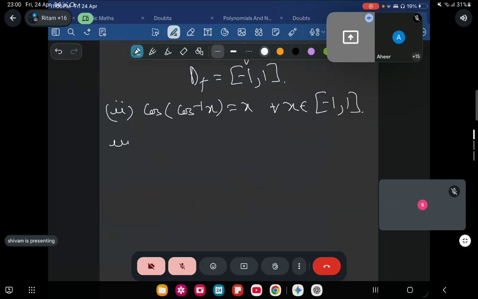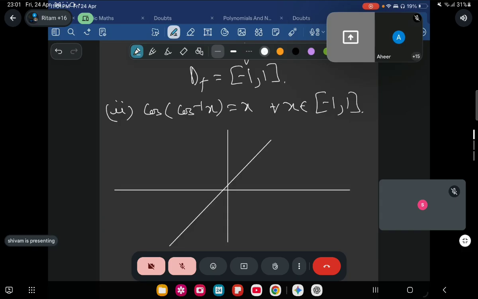Third one. Again, how will the graph look like? Okay, this is how it is going to look like.